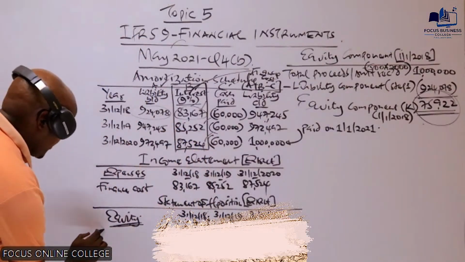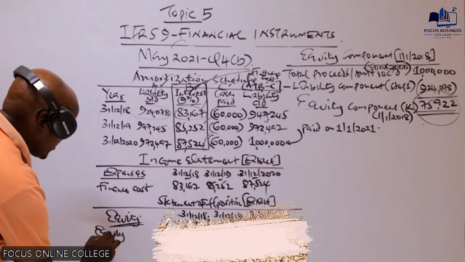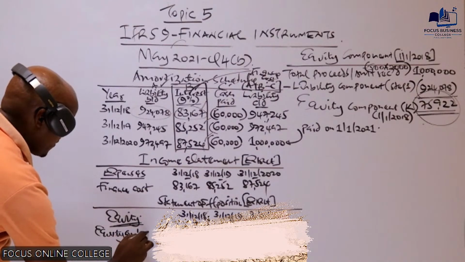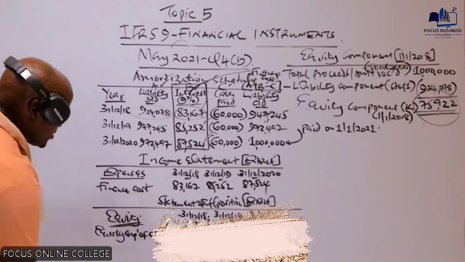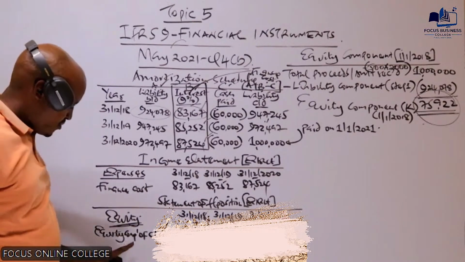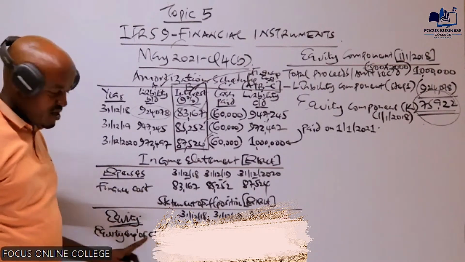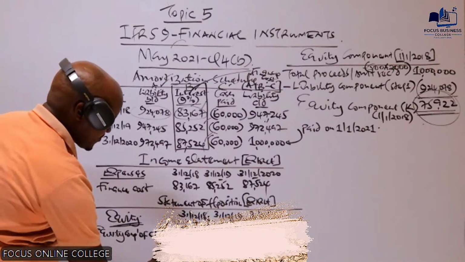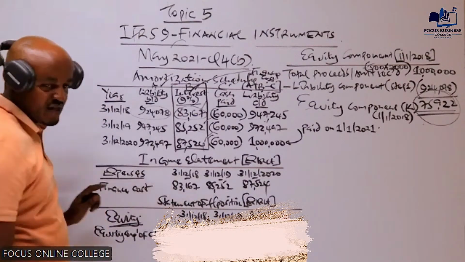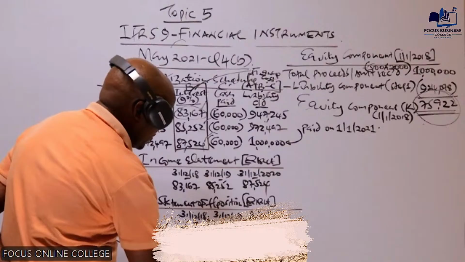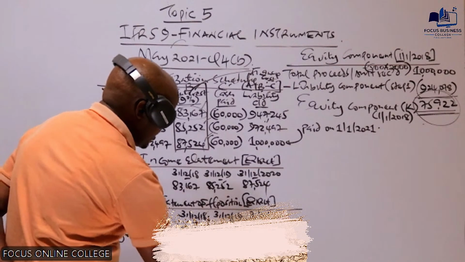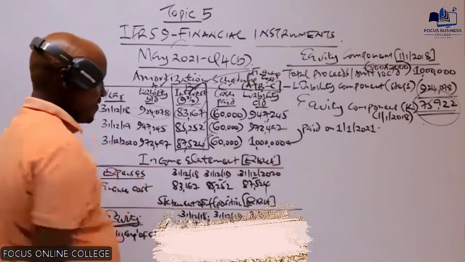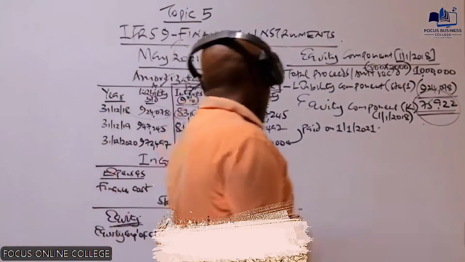So at the equity, the company was supposed to recognize something called the equity component of convertible loan notes. Make sure you write that in full. The value for that is 75,922. This one we are saying will not change over the period of 3 years. It remains the same.